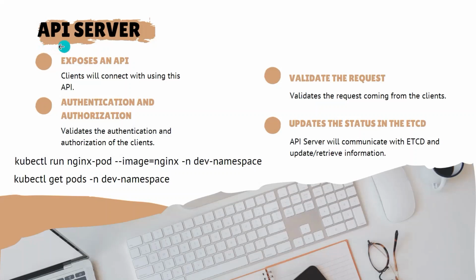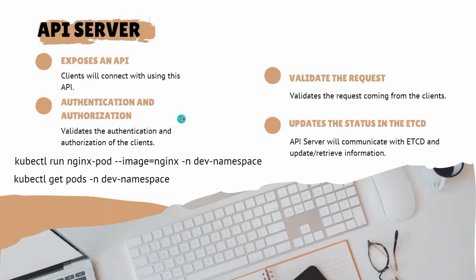So let's understand the API server first. This API server is also known as Kube API server. It exposes the Kubernetes API. The clients, developers, or administrators who want to connect to the Kubernetes cluster will use this API to connect to the cluster. When you use the kubectl command, you are actually interacting with this API server.